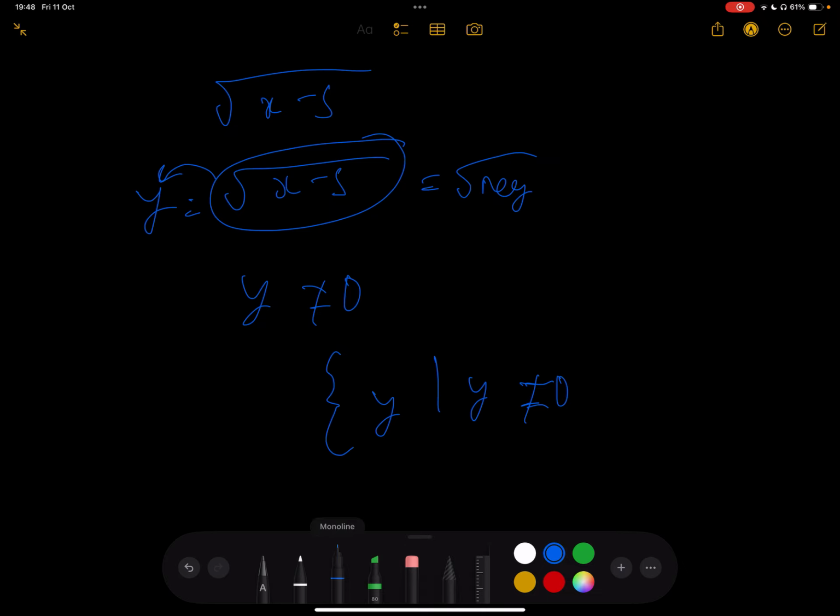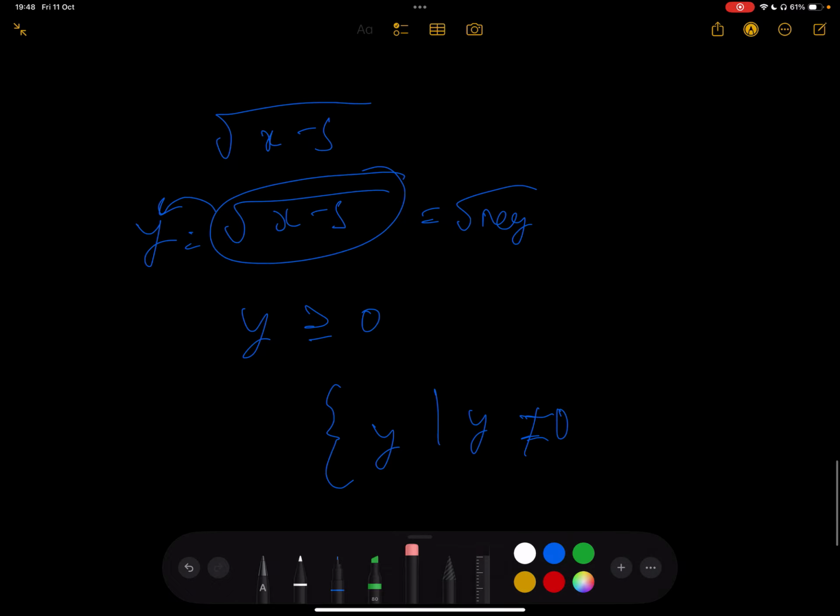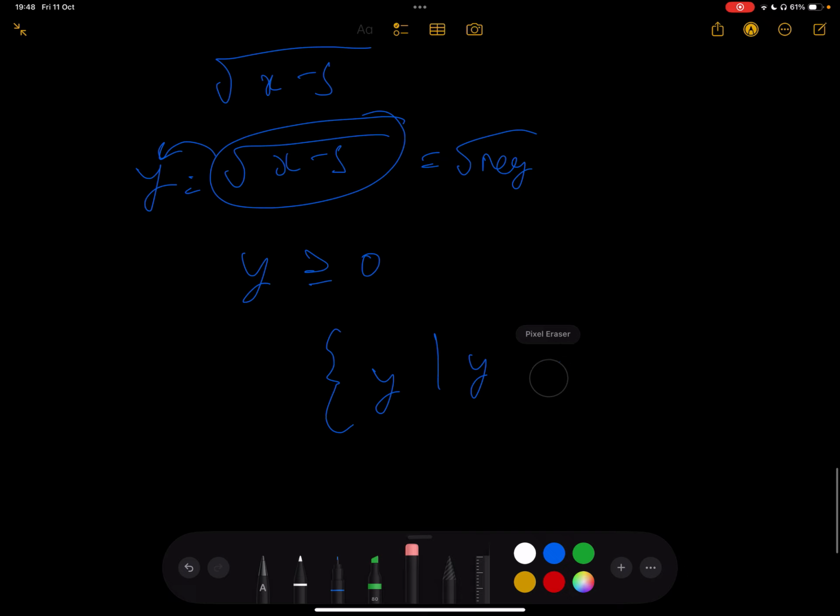Oh wait, no, it will be y is greater than or equal to 0, because where y is negative or less, then it's undefined. So therefore you would write it as y is greater than or equal to 0. Sorry, I was looking at the wrong question. So yeah, the square root can't be negative, so y is greater than or equal to 0.